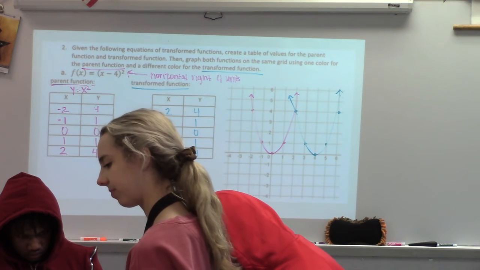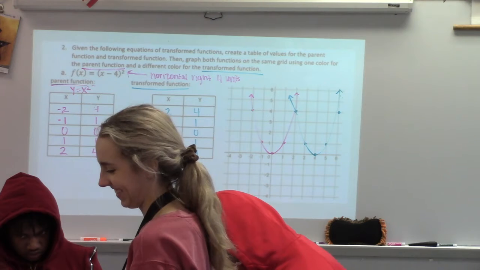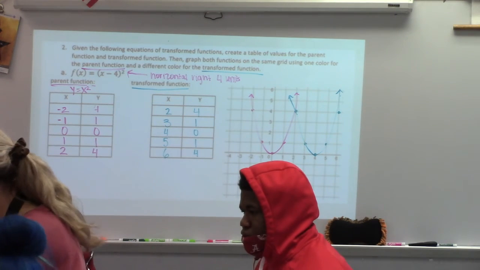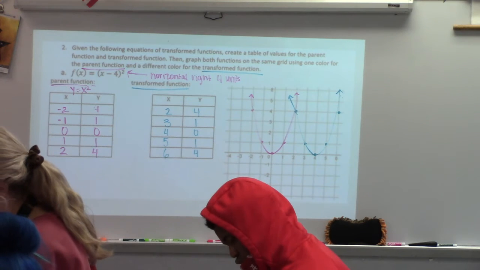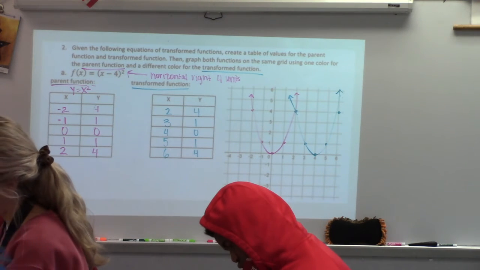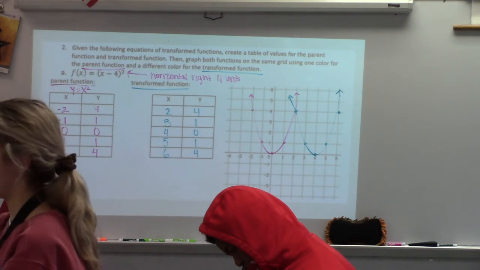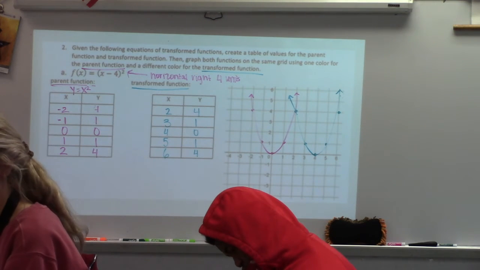See, that's why I just did my way. This was my parent, and then when I moved it up, this one was barely up, so it's going the same way. All the points are moving up how many?